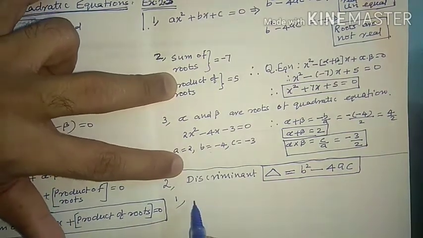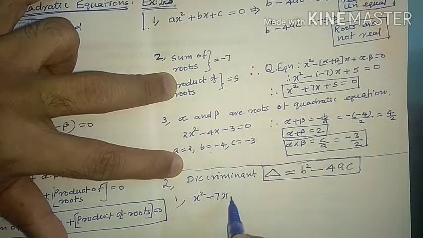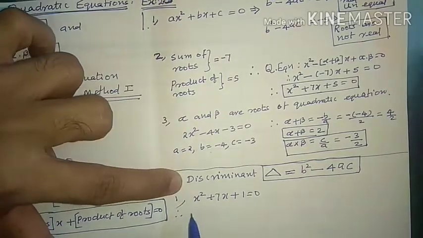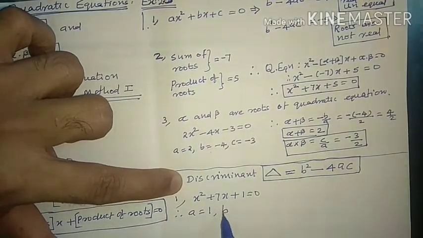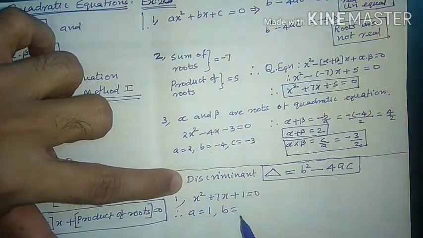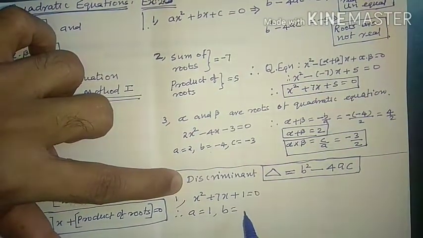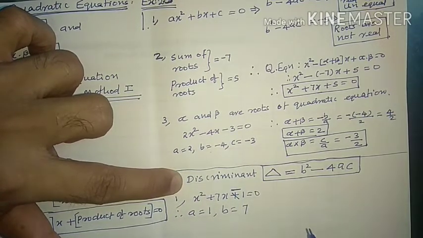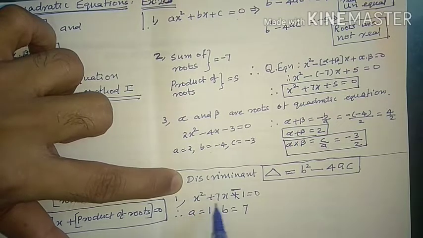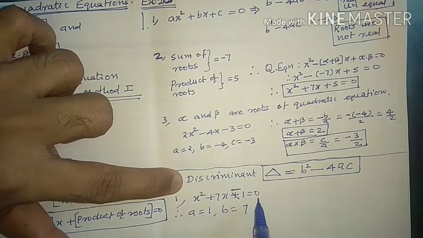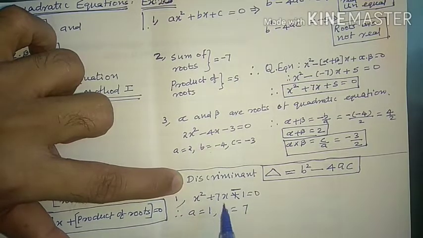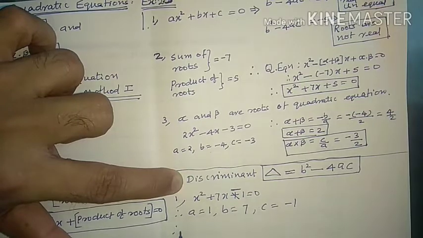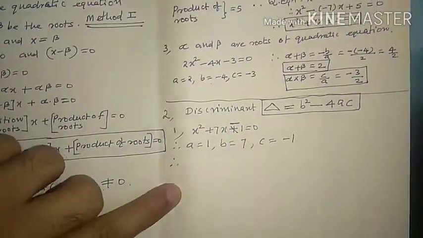The first question: x square plus 7x plus 1 equal to 0. Here a is 1. B is 7. This is not plus 1, it is minus 1. x square plus 7x minus 1 equal to 0. It is minus 1. B is 7. C is minus 1.